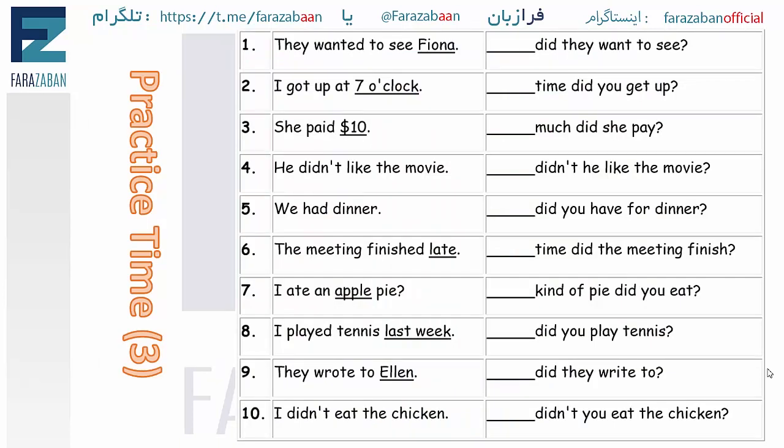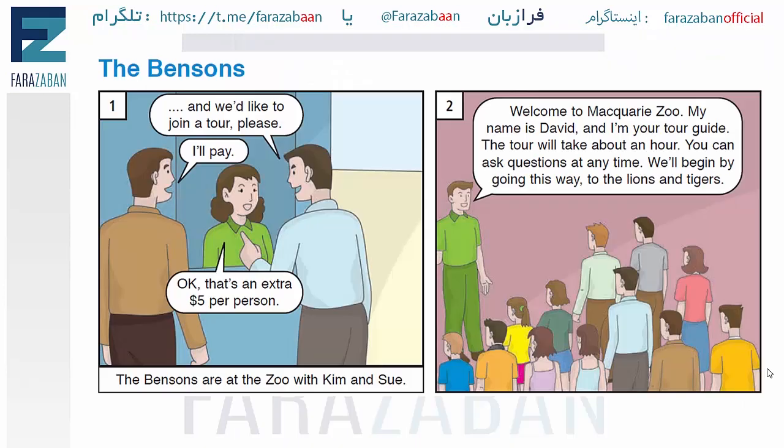Another practice. Practice number 3. Read the sentences and write the correct WH word for your question. جملات رو بخونید. یه سری جملات زیرش خط کشیده شده، با توجه به اون قسمت سوال رو کامل کنید. Look at number 1. They wanted to see Fiona. زیر فیونا خط کشیده. میخوایم بپرسیم کیو میخواستن ببینن. Who did they want to see? بقیه این کلمات رو WH word ها رو توی قسمت کامنت ها با عنوان تمرین شماره 3 حتما برای من کامنت بکنید. Let's go to the story of the Bensons.